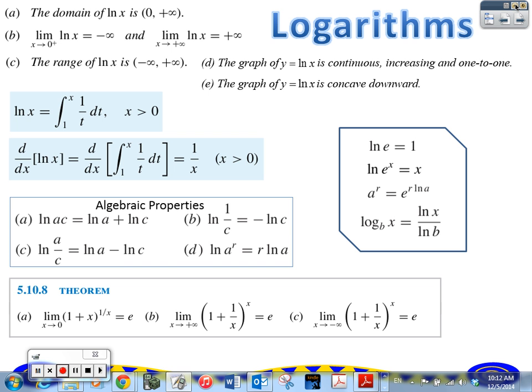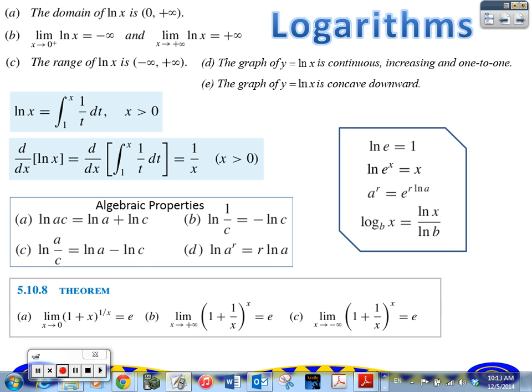So just as a reminder, these top ones are just a reminder. The domain of natural log of x goes from 0 to infinity. The two limits would be apparent from the graph. So if we're headed to 0 from the right, natural log is going to negative infinity. And if we're headed to infinity, so is natural log. The range includes all numbers. And this is just information about the graphs: continuous, increasing, 1 to 1, and it's concave down. So just some general information about logarithms.